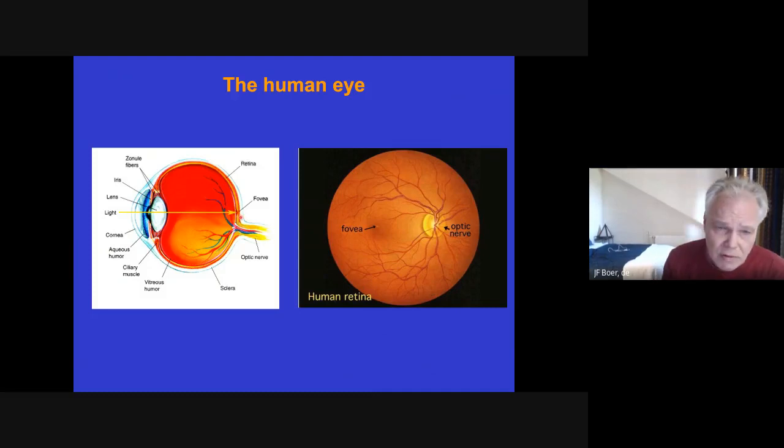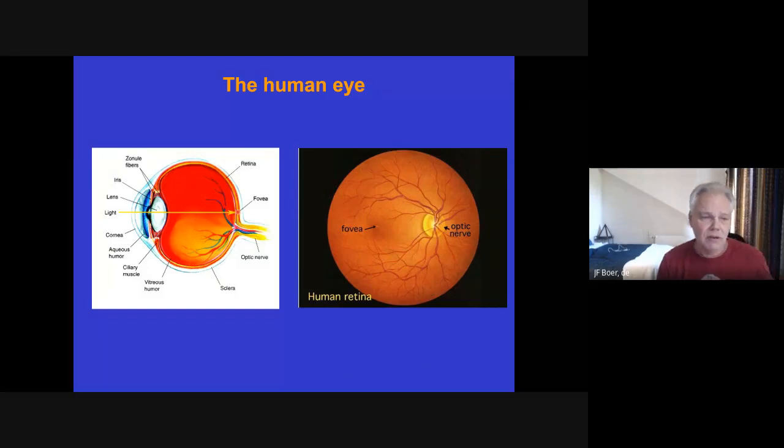The fovea is a very interesting structure because it's the only region in the eye where every photoreceptor is connected to a single nerve or to a single axon. That is the region where you have your vision with the highest resolution. In the periphery, multiple photoreceptors are connected to a single neuron. So that means you can't really resolve what is seen by a single photoreceptor, but only in the fovea you can.